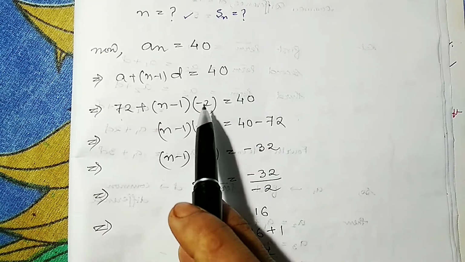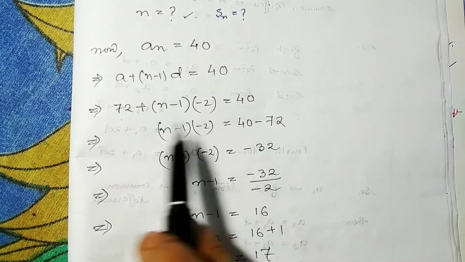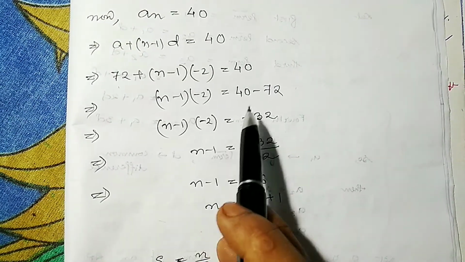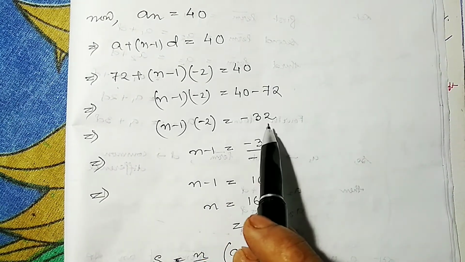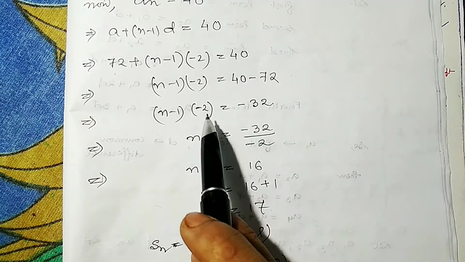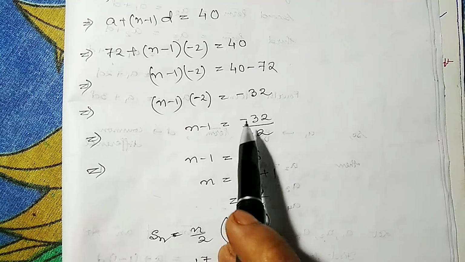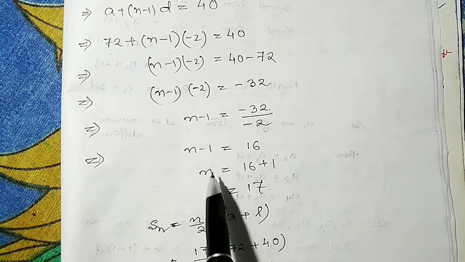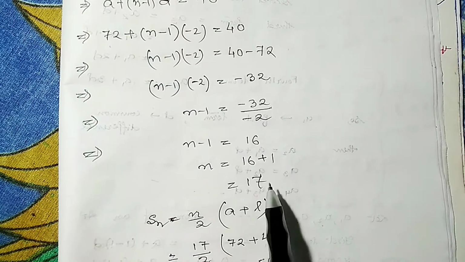So n minus 1 into minus 2 will be 40 minus 72. n minus 1 into minus 2 equals minus 32. n minus 1 will be minus 32 divided by minus 2. So n minus 1, the minus signs cancel, 32 by 2, you get 16. So n equals 16 plus 1, n is 17.